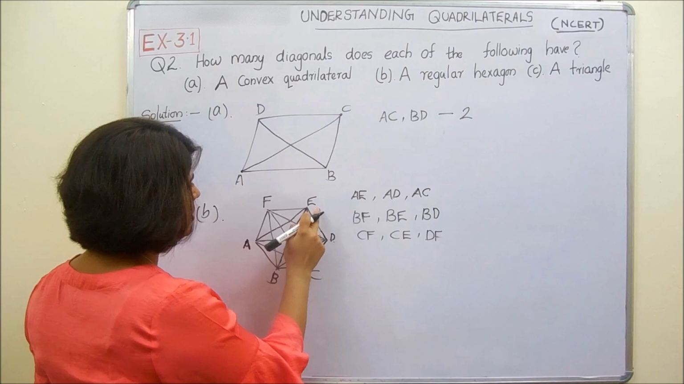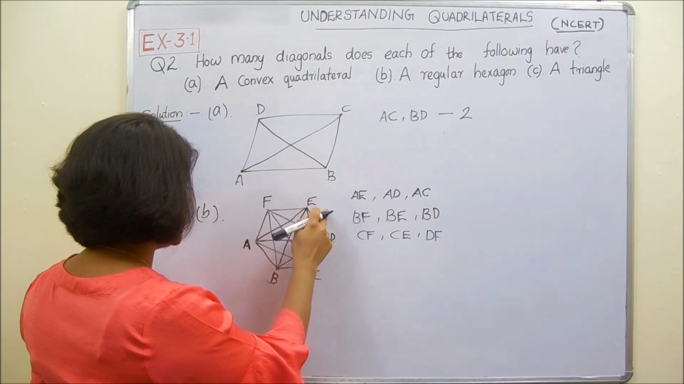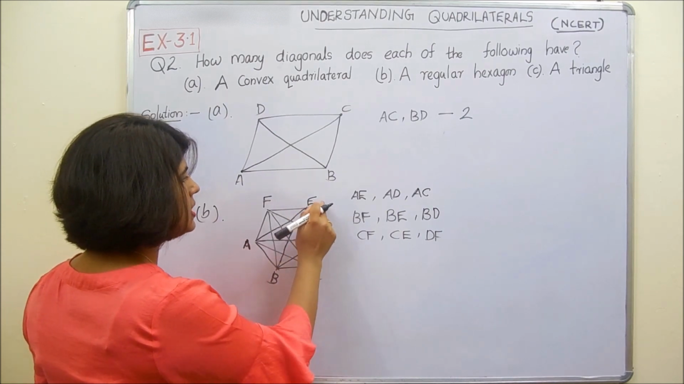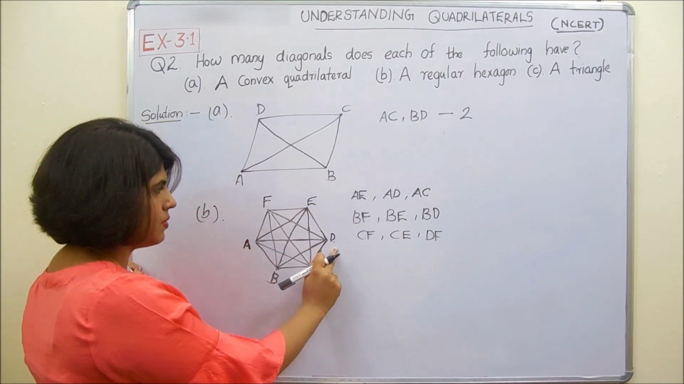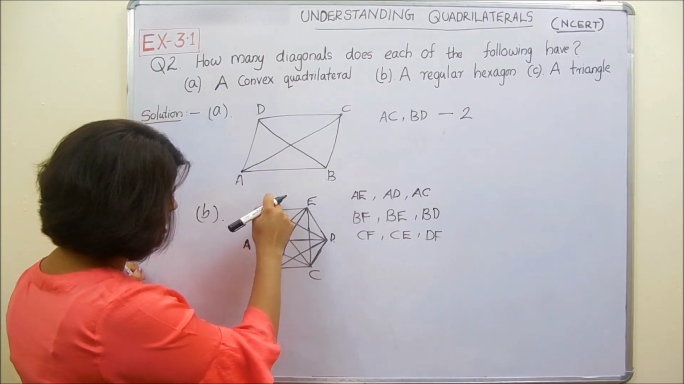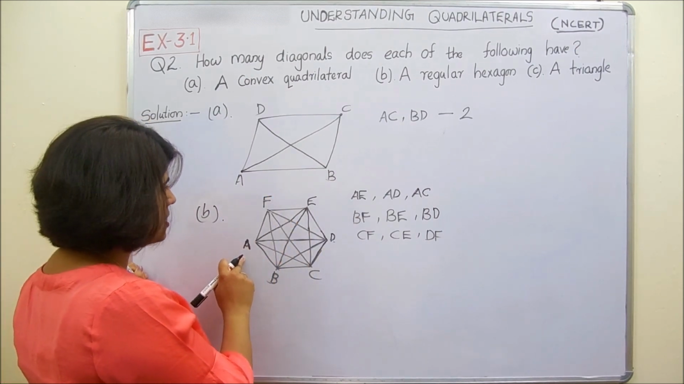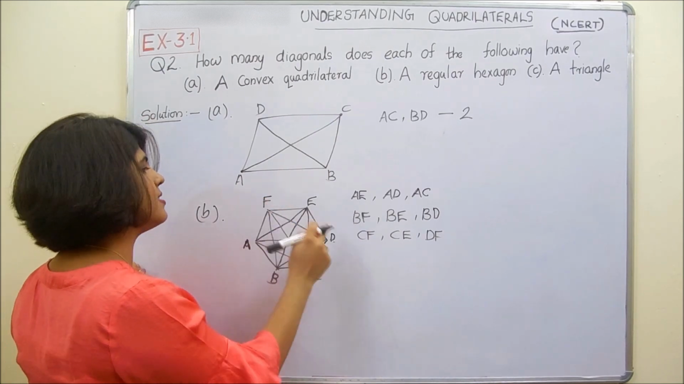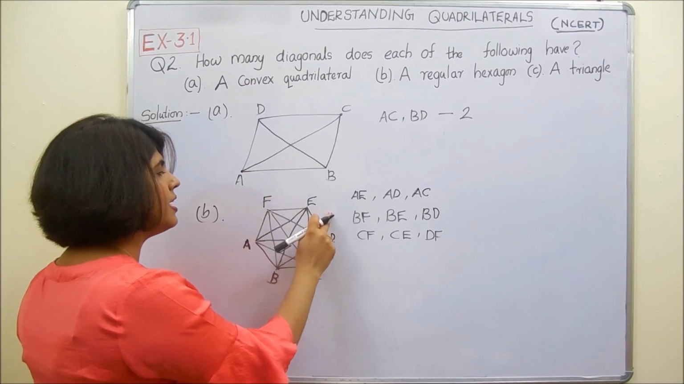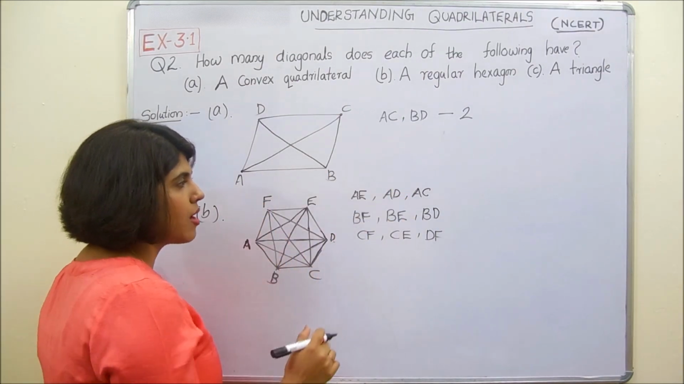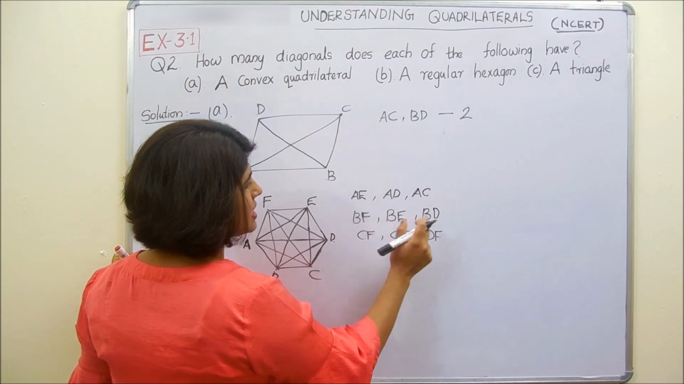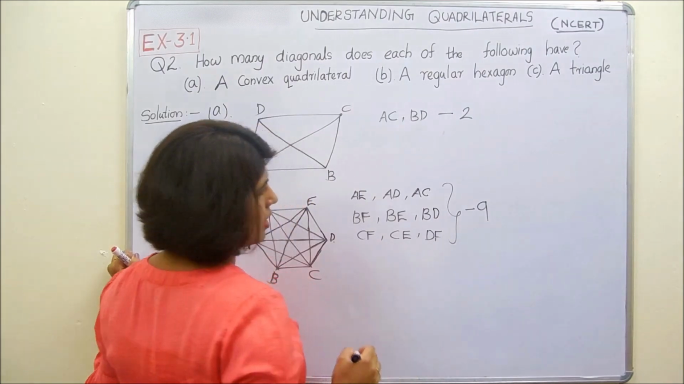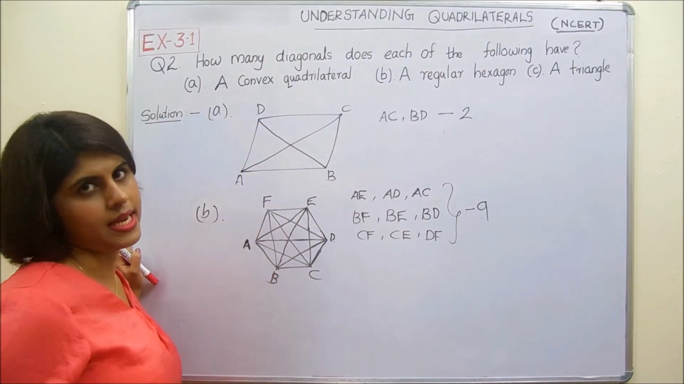Now from E: E and F are consecutive vertices. E and A already formed, E and B already formed, E and C already formed, E and D consecutive vertices. Now from F: F and A are consecutive vertices. F and B already formed, F and C already formed, F and D already formed, F and E consecutive vertices. So how many diagonals have we formed? 1, 2, 3, 4, 5, 6, 7, 8, 9. 9 diagonals are there in a regular hexagon.